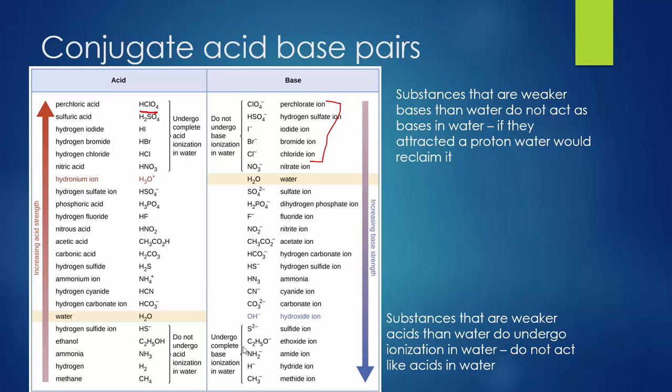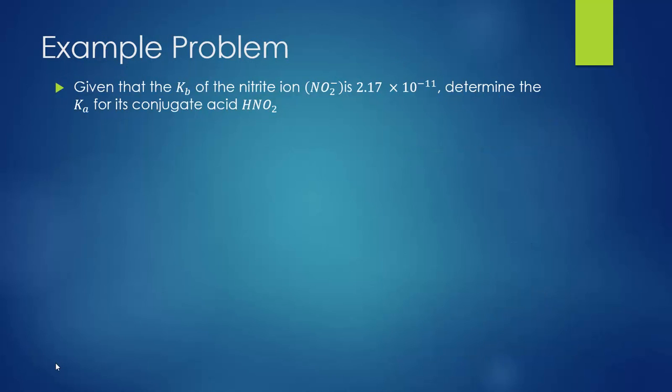The same is true for the conjugate acids of strong bases. They do not undergo acid ionization in water. They don't donate protons. So the strong bases, their conjugate acids actually don't act like acids in water. So we don't have to worry about those. But if we have things that are somewhere in between, if we have weak acids and weak bases, then their conjugates actually do act like acids and bases in water, and we have to keep track of that. So we're going to look at a couple example problems where we use these relationships. It's really not too bad, you just got to keep track of what's happening.